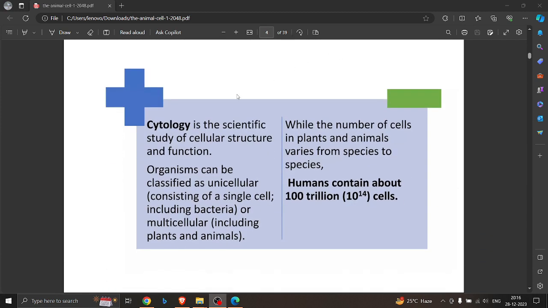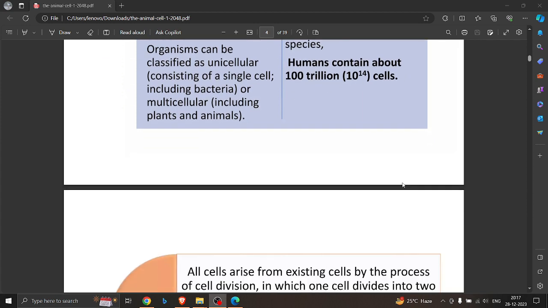So, if you see here, cytology is the scientific study of cellular structure and function, while the number of cells in plants and animals varies from species to species. Organisms can be classified on this basis as unicellular, which consists of a single cell, including bacteria, or multicellular, which includes plants and animals. Humans contain about 10 trillion cells.